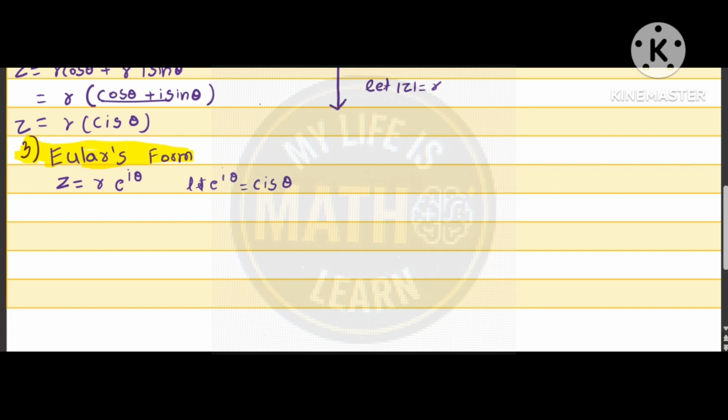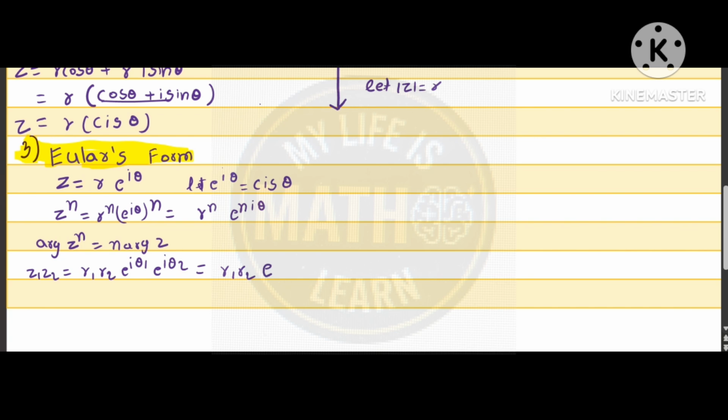So z power n is equal to r power n into e power i theta whole power n, which is r power n into e power n i theta. So arg of z power n is equal to n into arg z. z1 into z2 is equal to r1 r2 e power i theta 1 into e power i theta 2, which is equal to r1 into r2 e power i theta 1 plus theta 2. So arg of z1 z2 is equal to theta 1 plus theta 2, where theta 1 is arg z1 and theta 2 is arg z2. So arg z1 plus arg z2.